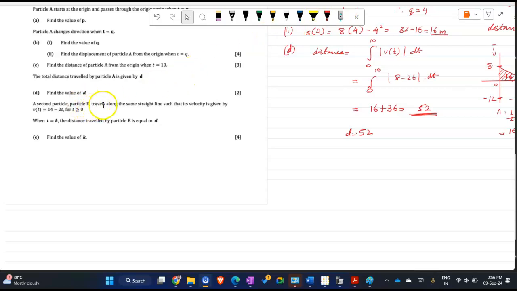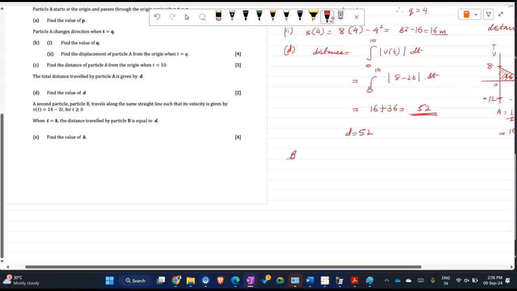A second particle B travels along the same straight line such that its velocity is given by this formula. If you want to sketch this graph, it's a straight line graph, simple as that. What's the y-intercept? It's basically 14 minus 2t. What's the x-intercept? y is equal to 0, so 7. So basically it's like this. So 7, this is 14, and it's for t greater than or equal to 0.